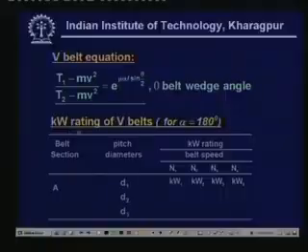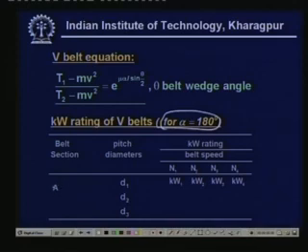All this kilowatt rating of V-belts as shown over here is for alpha equal to 180 degrees. Based on that, a typical chart is given like that. You have a belt section. Suppose you have a belt section A.